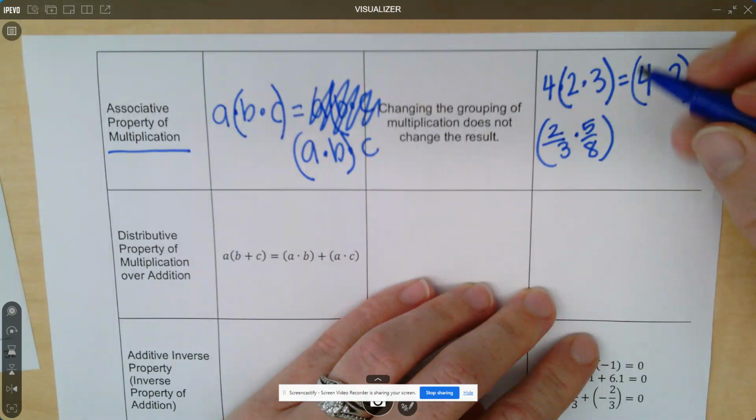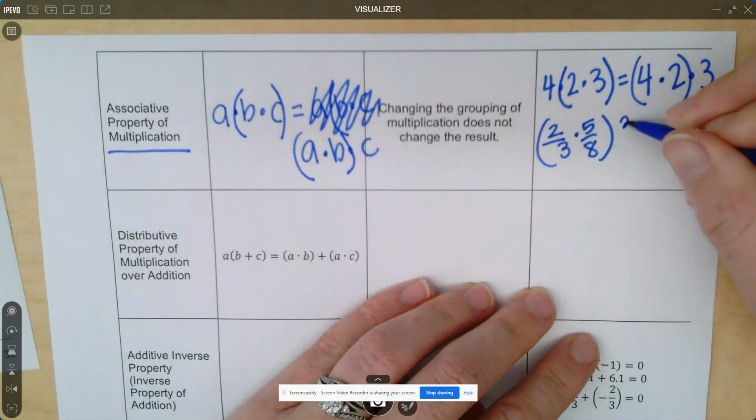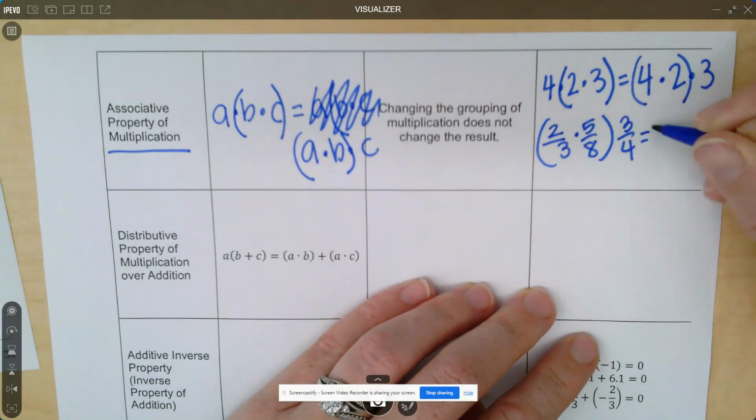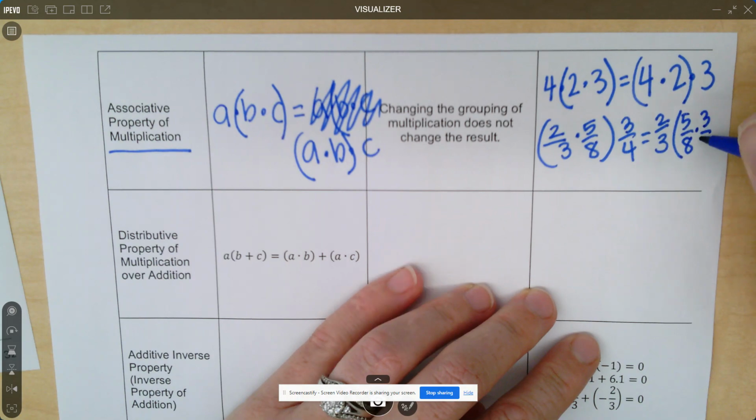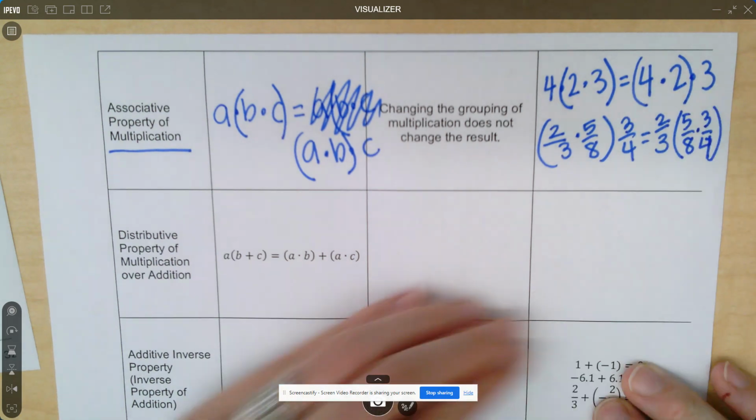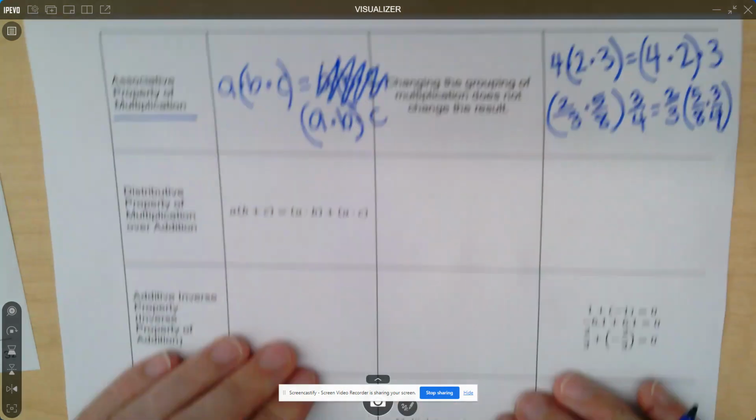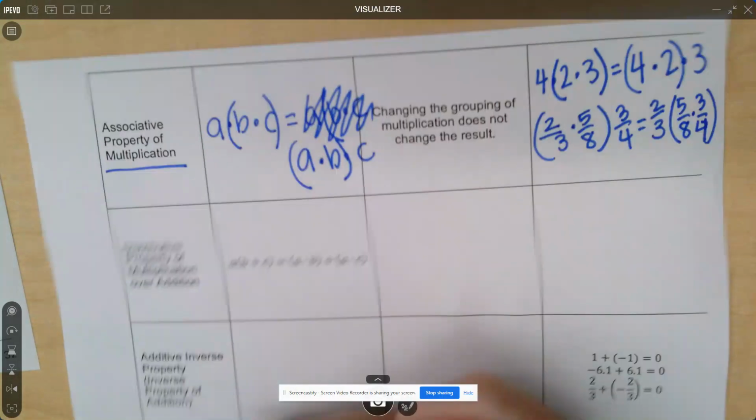So 2/3 times 5/8 grouped together, then times 3/4 is the same thing as if I had 2/3, but I multiplied the 5/8 and 3/4 together first. Perfect, great job. The next one is the distributive property of multiplication over addition.